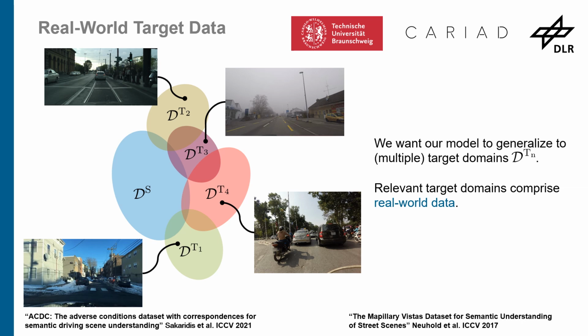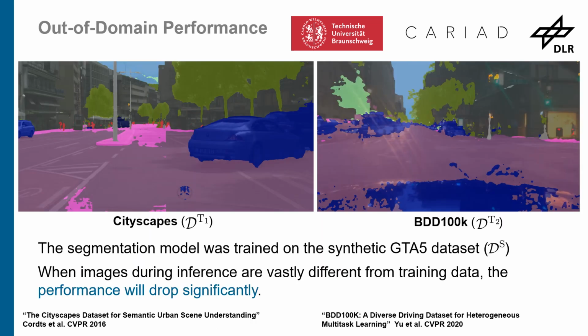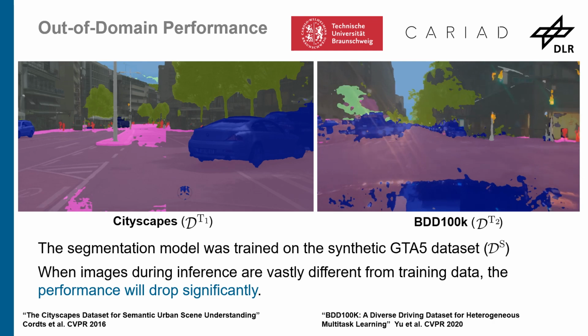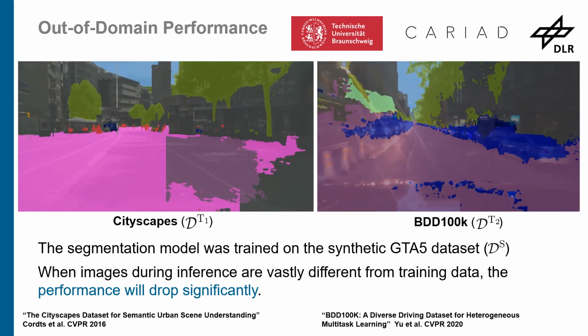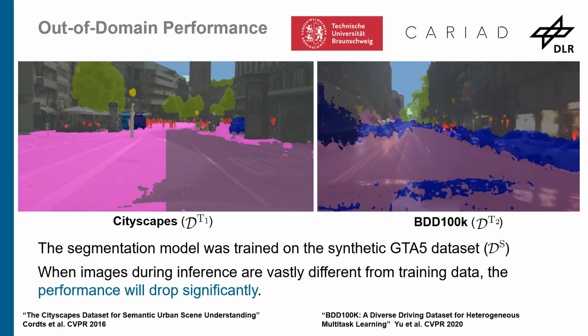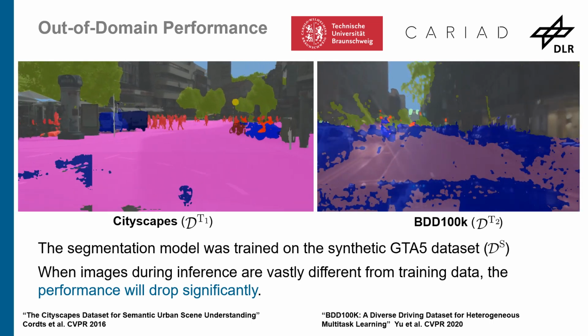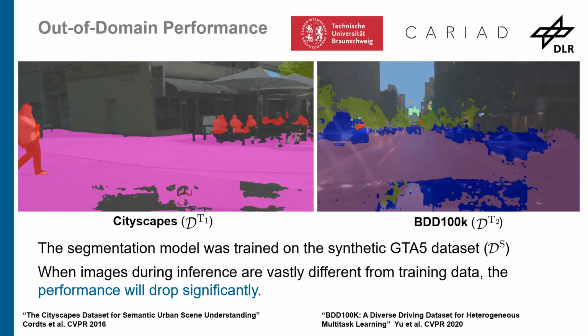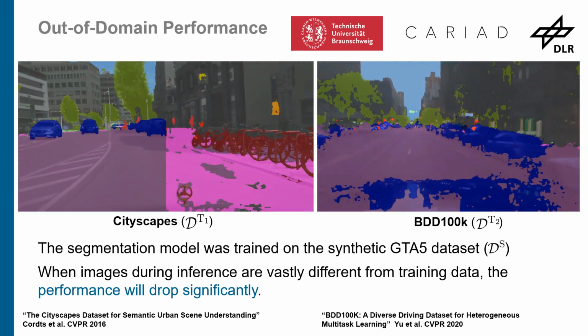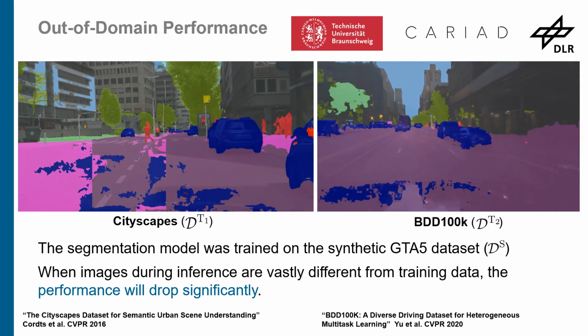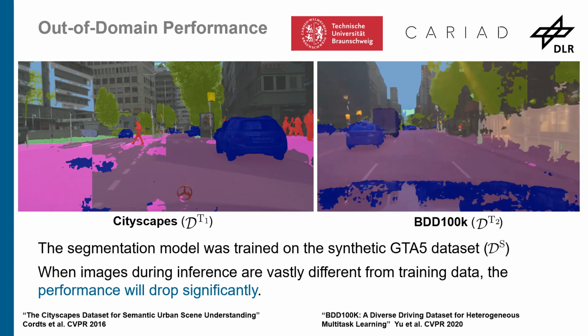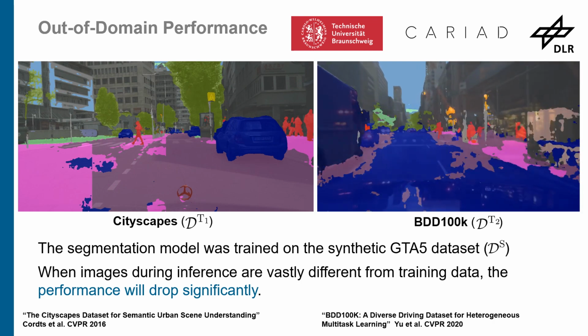Hence, training a model on DS, our synthetic source domain, that generalizes well to the real-world target domains is quite hard. We apply the model trained on DS to, for example, the target domains of Denver, Cityscapes or Berkeley Deep Drive. The results can be seen here in these two videos. We can see that the performance drops quite significantly when we apply the model to real-world data. This is especially true when we compare it to the performance that we got on the source domain, so on our synthetic data itself.